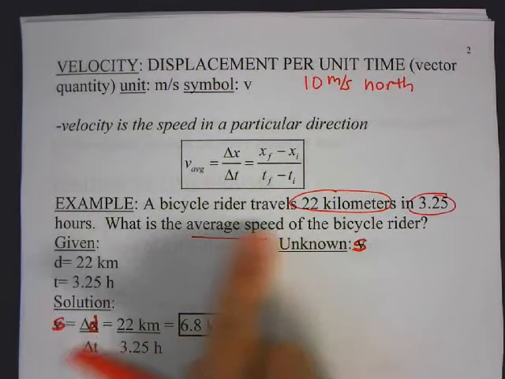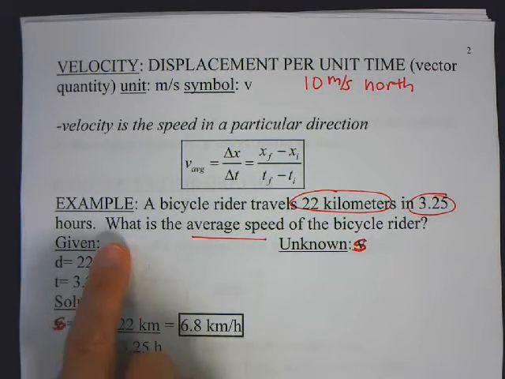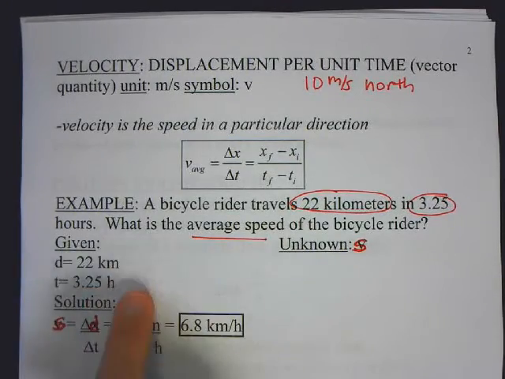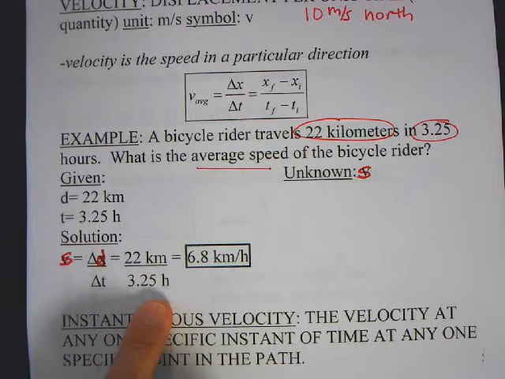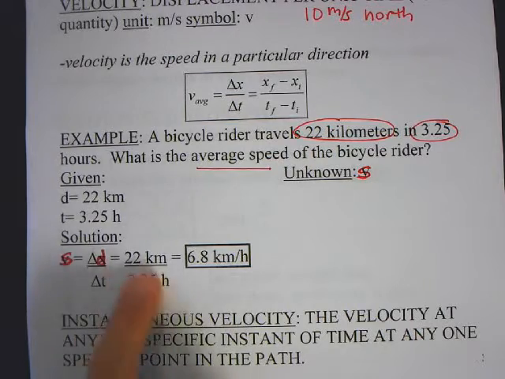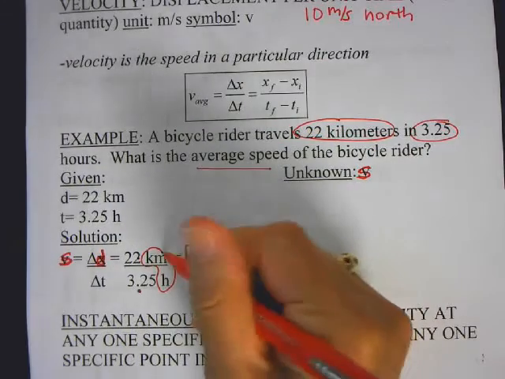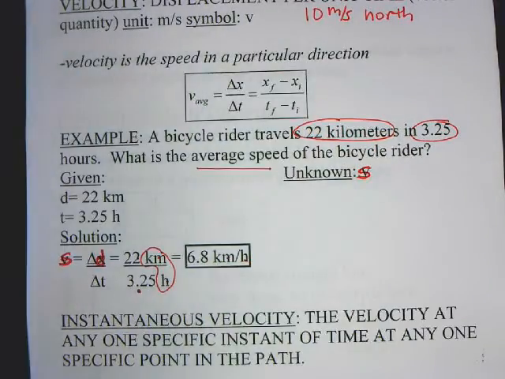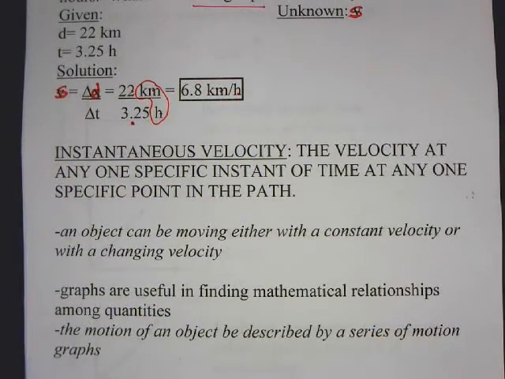So first we're going to write our basic equation, and then we're going to substitute our values. Whatever mathematical operation we do to the numbers, we do to the unit. So if I divide 22 by 3.25, I do the same thing to the unit. So a kilometer divided by an hour is a kilometer per hour, which is the correct unit for speed. Now, instantaneous velocity means at one particular instant in time. Okay? So as we go on and we look at graphical analysis, we'll see that that's just for one particular instant. And it makes a difference if something's moving at a constant speed or if something's accelerating.